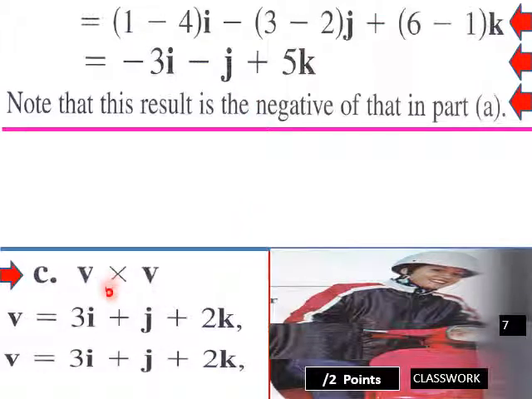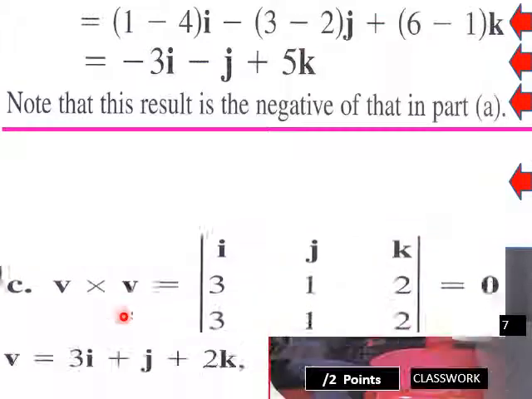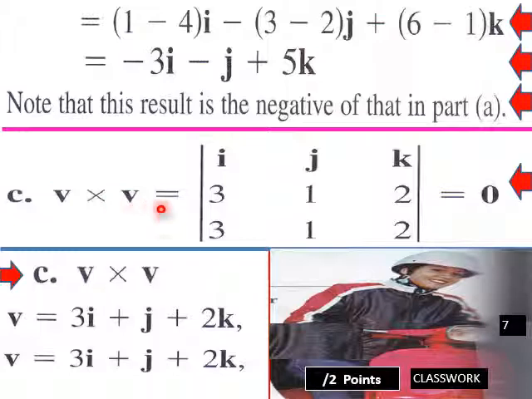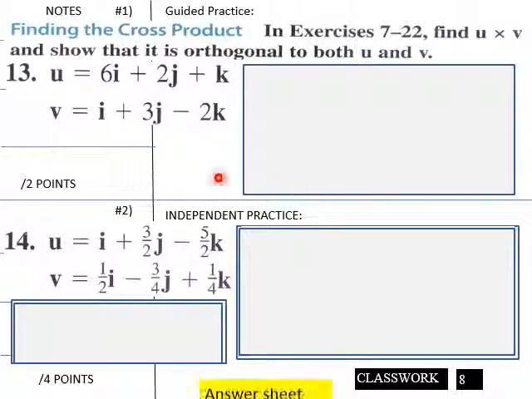So now let's try part c. We have v times v. Each one of these times, we have this times this. So v times v, we have 3, 1, 2, 3, 1, 2, and that comes out to being 0. By the time you do the same cross multiplication there and subtract them from each other, you end up at 0.